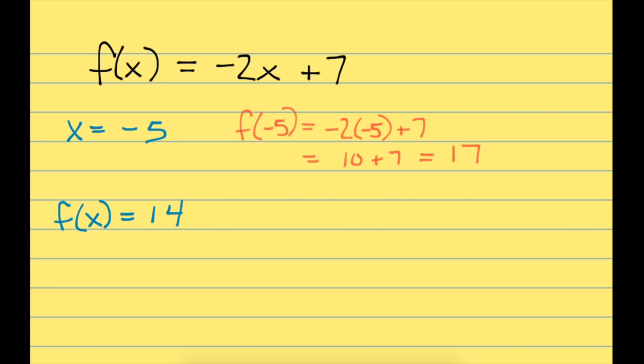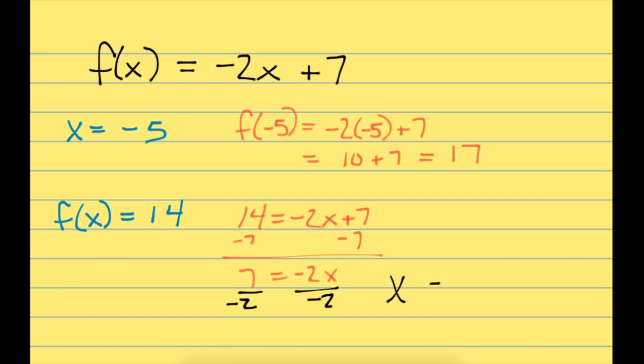To find what input will give us an output of 14, we take and place 14 equal to negative 2x plus 7. We go through our steps to solve. We subtract 7 from both sides. 7 equals negative 2x, and we divide by negative 2. We get x equals negative 3.5. So our processes haven't changed, just the way the equations look have.